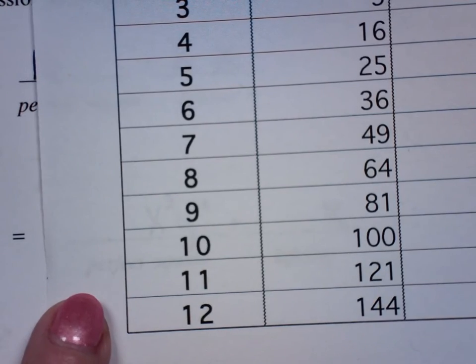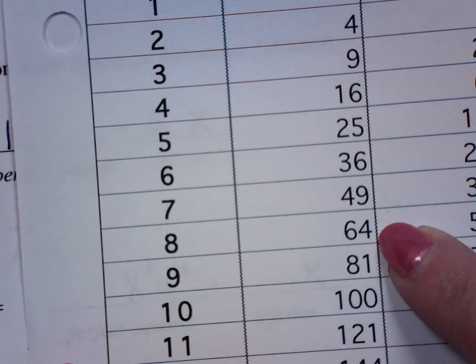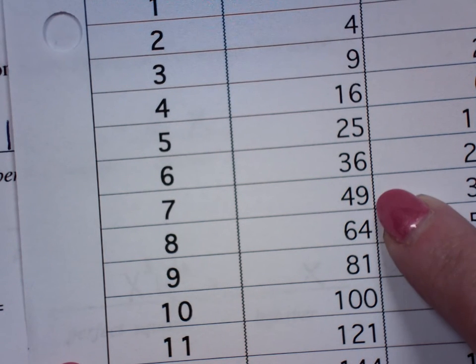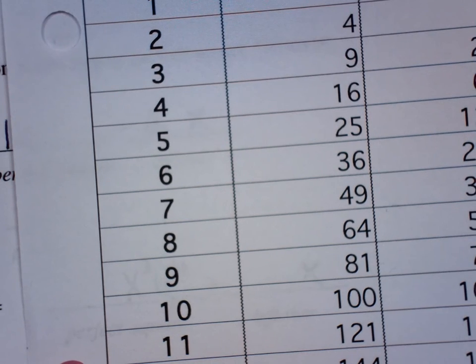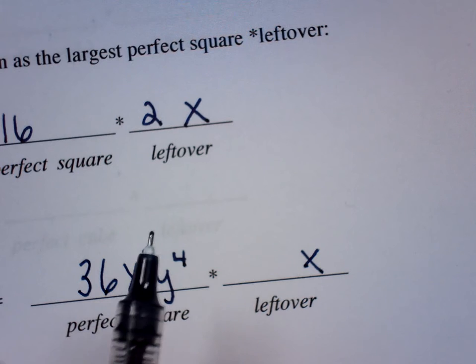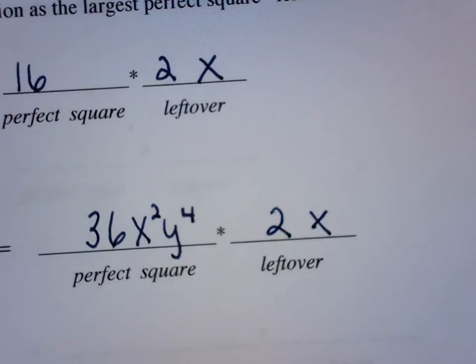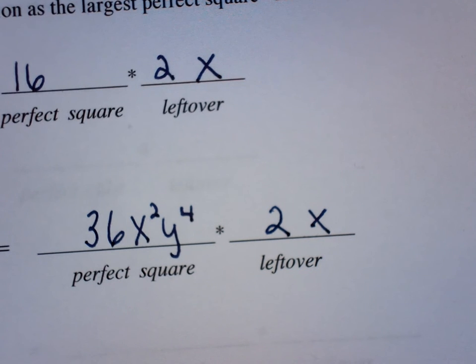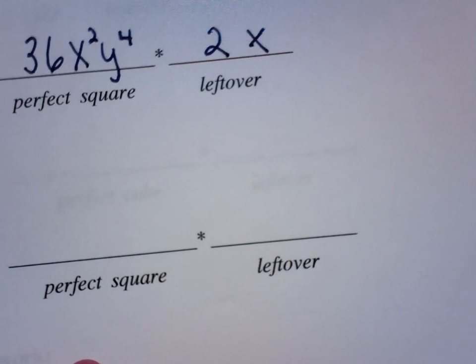Well, here is 81, bigger. Does 64 divide 72? No. Does 49 divide 72? No. Does 36 divide 72? Yes. So the largest square is 36. And if I divide 72 by 36, I'll get 2. I always start with the biggest and work down. I don't work up because I won't get it all.